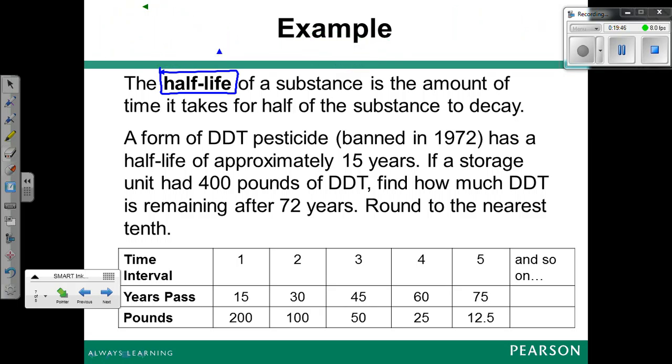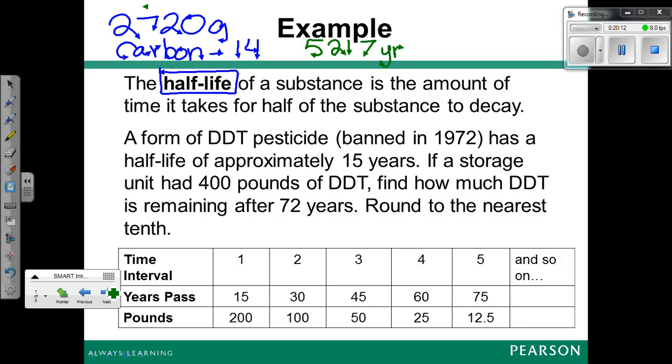So let's say that a certain thing has 2,720 grams of carbon-14. So the half-life is 5,217 years. Or it could be 5,712. Sometimes I mix the two. So what will happen after this many years is that this amount is going to be cut into half.